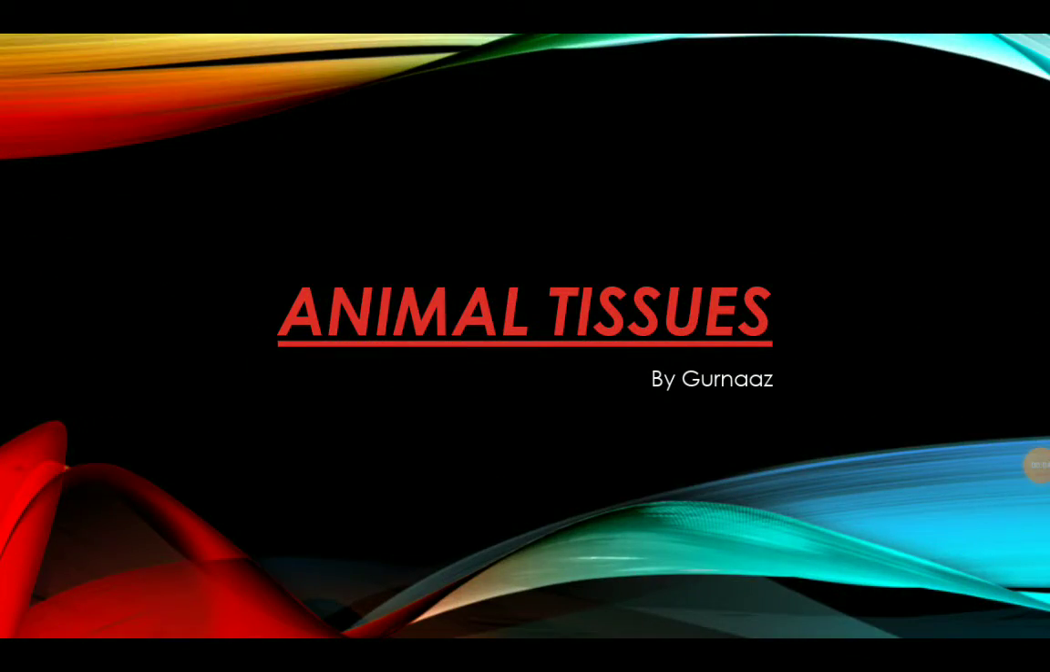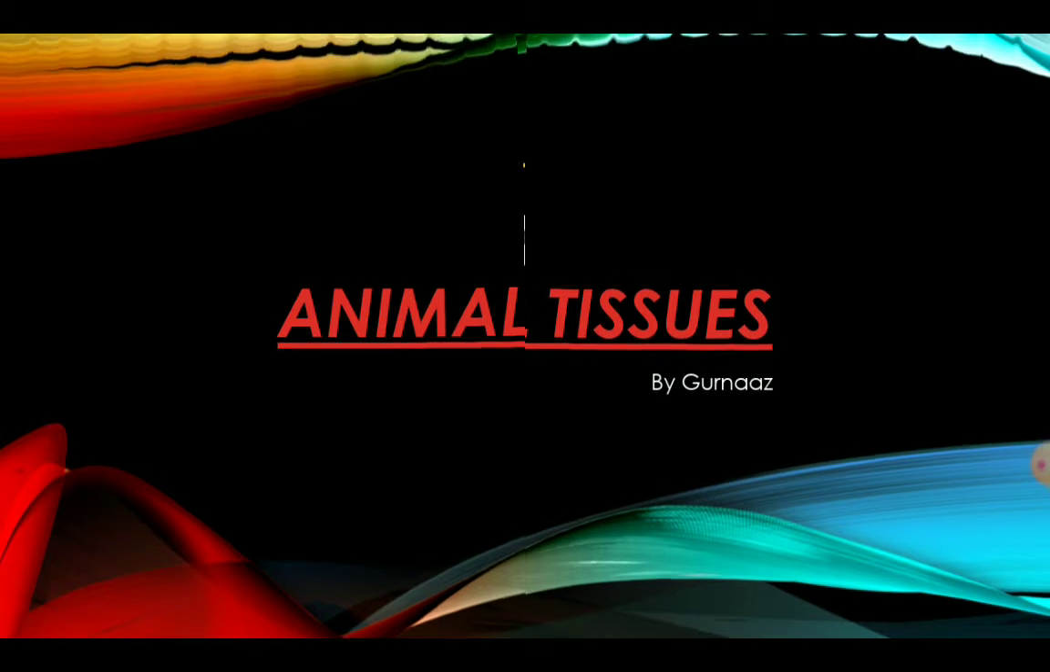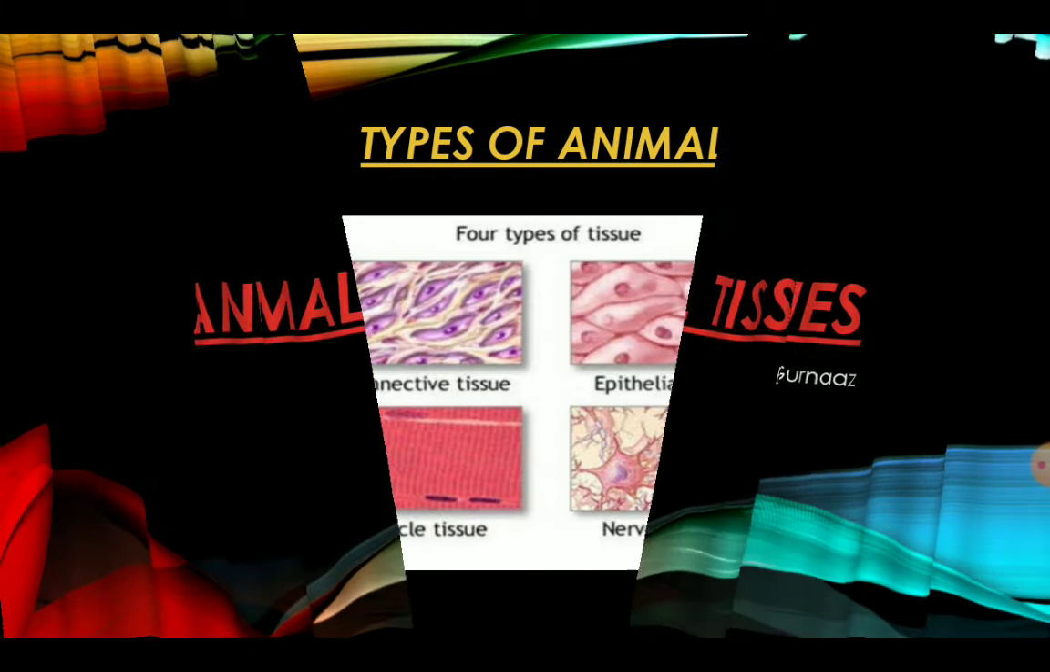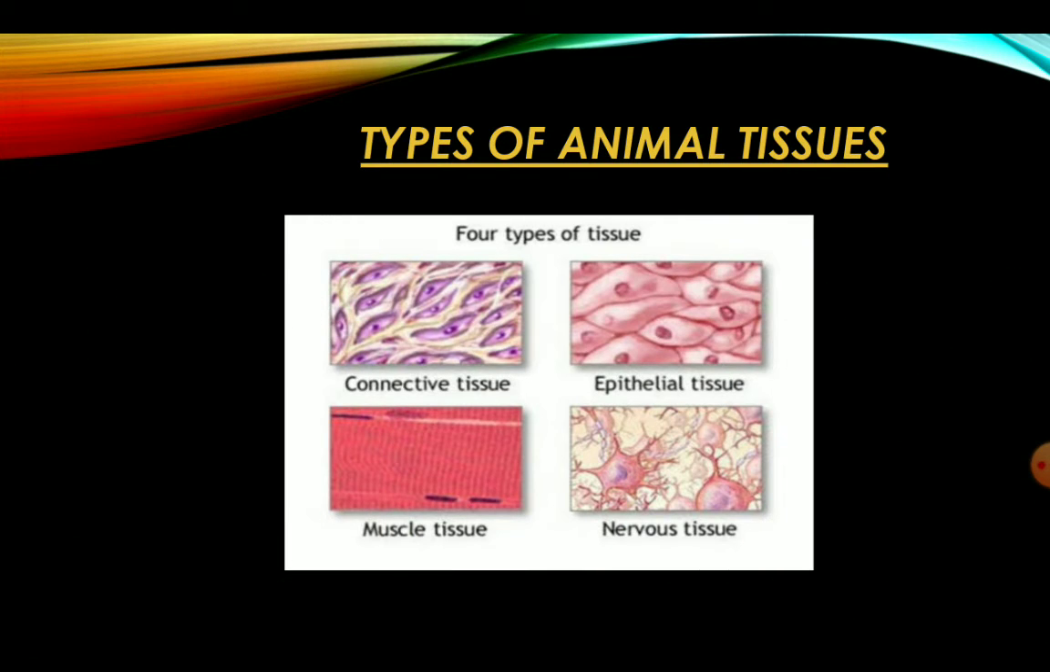I am Gurnaaz of grade 9P and today I am here to present a presentation on animal tissues. So firstly I'll explain the types of animal tissues. So there are basically 4 types of animal tissues. First, connective tissue, second, epithelial tissue, third, muscle tissue, and fourth, nervous tissue.